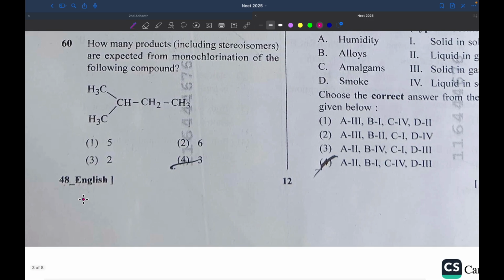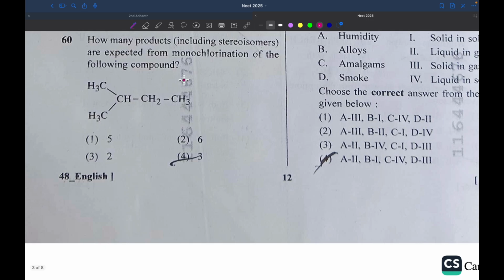How many products, including stereoisomers, are expected in the following compound? Okay, so this is a good one. So I'll count here. Here we will get one compound same as this one. Here is the second one. Here is the third one. Here is the fourth one. Total 4 compounds are being formed.